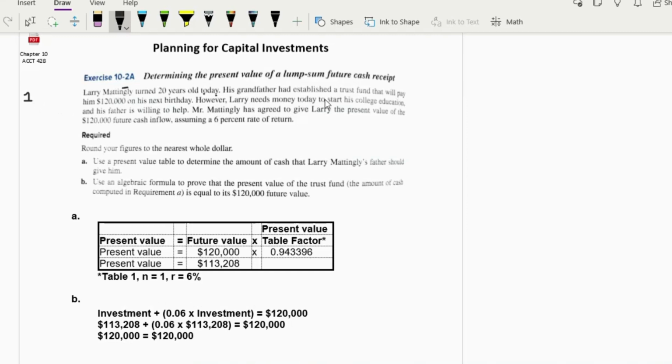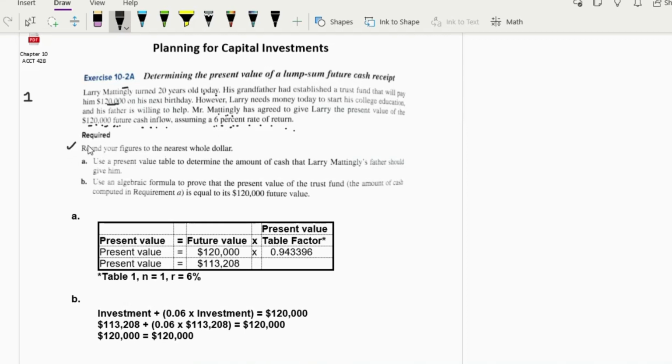However, Larry needs money today to start his college education, and his father is willing to help. Mr. Mattingly, meaning his father, has agreed to give Larry the present value of the 120,000 future cash inflows, assuming a 6% rate of return. Now this 120,000 he will be receiving next year, after a year. His father says he can give him the funds by turning these funds to the present value, bringing that value equal to today's value, and the rate of return will be 6%.